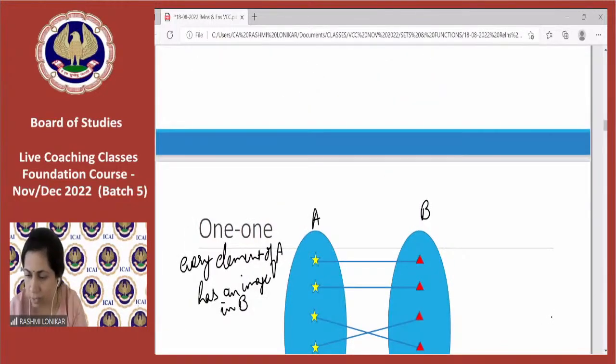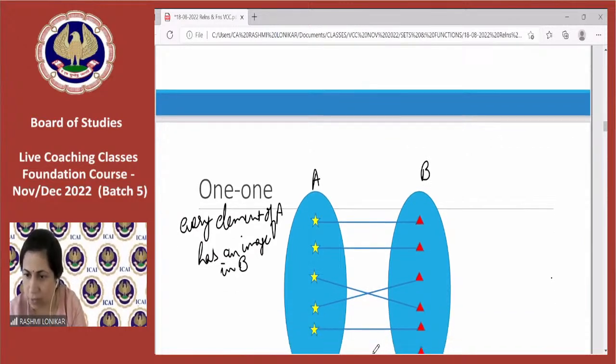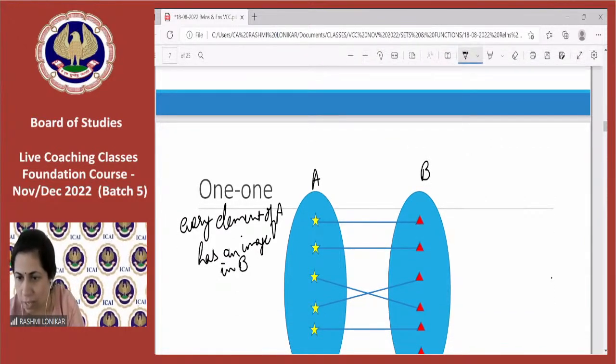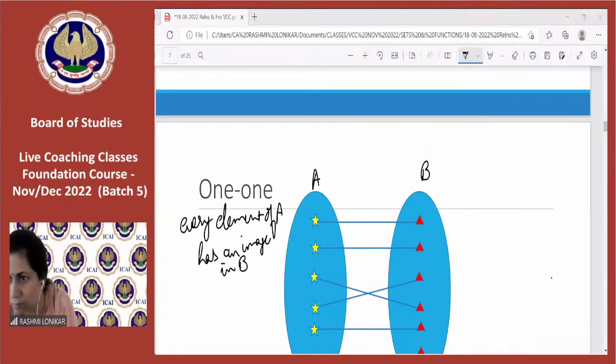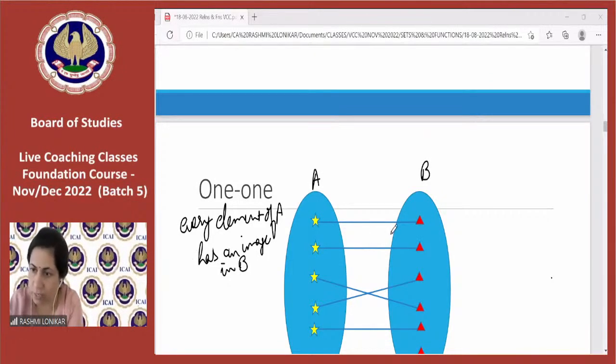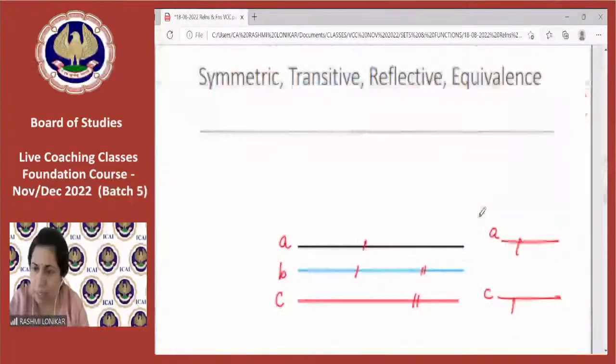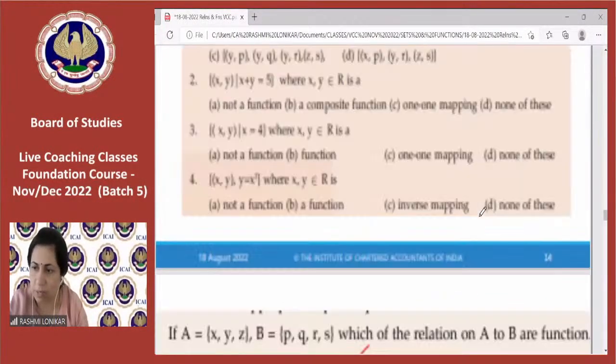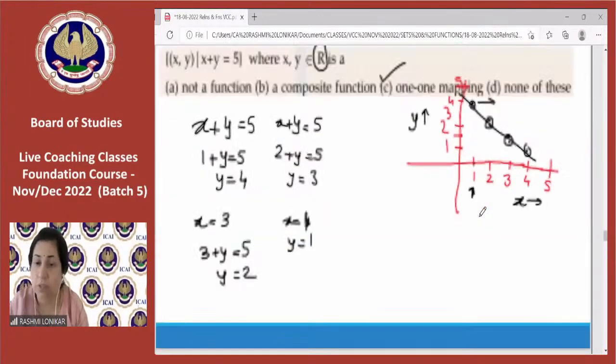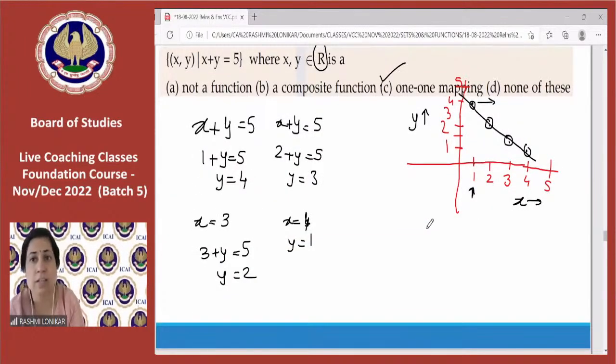1-1. Can you see over here? Every element of A has a separate image in B. So that is 1-1. So also in the given example, we can see that every value of x has a distinct image in y. So we say it is a 1-1 mapping.